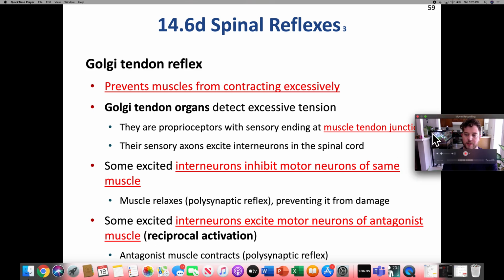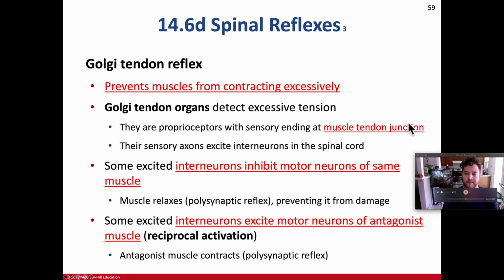Okay, so the Golgi tendon reflex. It's another good one. The Golgi tendon reflex prevents muscles from contracting excessively. So I always joke that this has never been an issue for me, but if you like to pick up a lot of heavy things, if you're a big weightlifter, sometimes what will happen is you go to pick something up or you go to a bench press and the weight is so much, the tension on your muscles, specifically where the tendons meet the bone, where muscles form into tendons attached to bones.